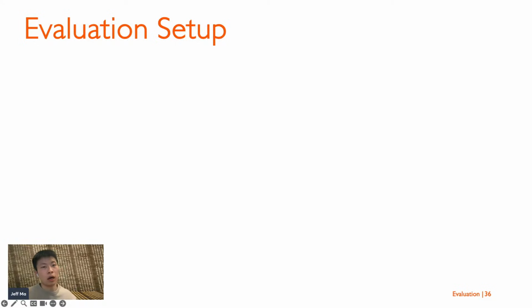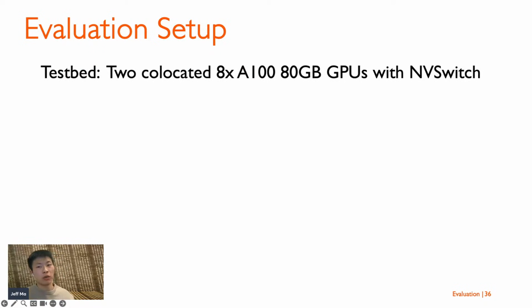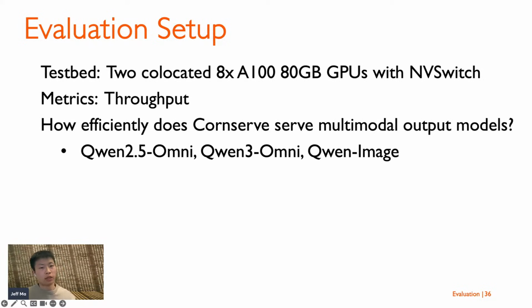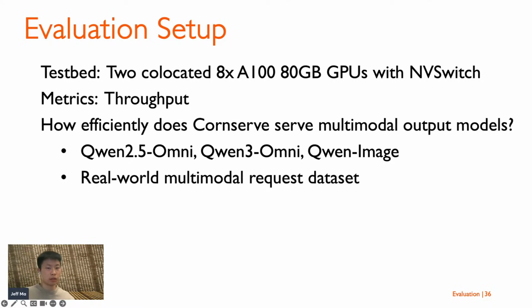So in the end, I want to share some preliminary evaluation results we have. We conducted our evaluation experiments on two co-located A100 GPU nodes on AWS, where the 8 GPUs in each node are interconnected through NVLink. The metric we are interested in is throughput, and we want to answer the following questions. How efficiently does Cornserve serve multimodal output models, such as Qwen 2.5 Omni, Qwen3 Omni, and Qwen Image? We evaluated this through a real-world multimodal request dataset containing image, text, audio, and video input.